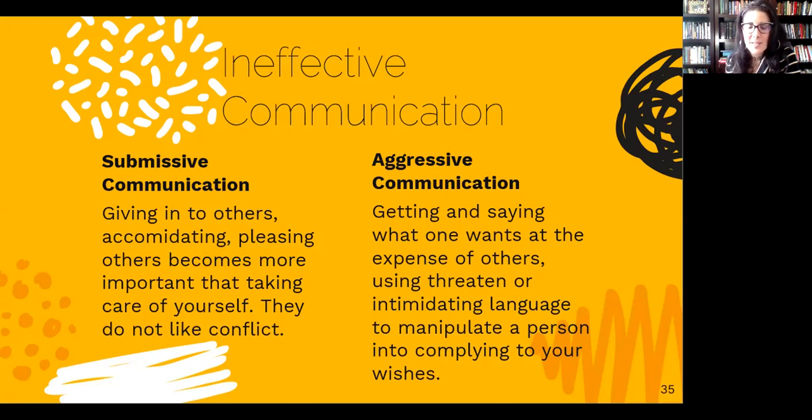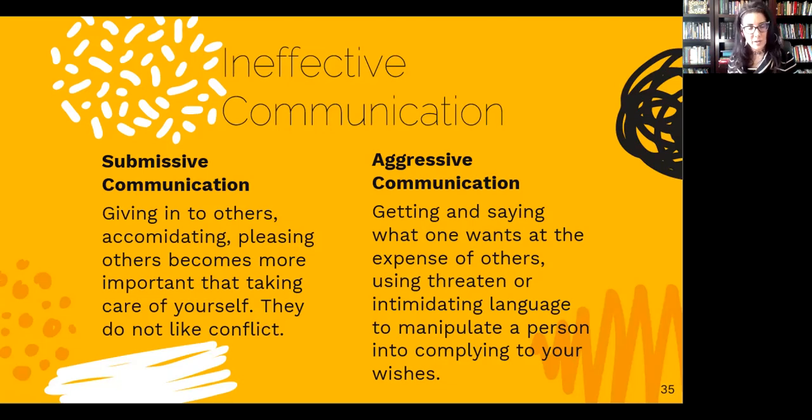Aggressive communication is getting and saying what one wants at the expense of others, or using threatening or intimidating language to manipulate a person into complying to your wishes. So if I'm using manipulation or aggression to get people to comply to what I need, I am using aggressive communication. So aggressive communication isn't based on intimacy, neither is submissive communication. Aggressive communication is based on coercion, and submissive communication is based on pleasing. So most likely those are both fueled by a lower sense of self.